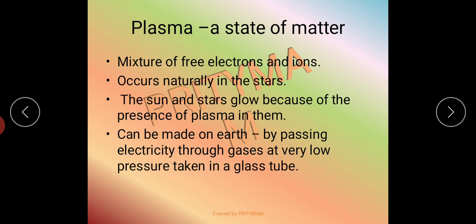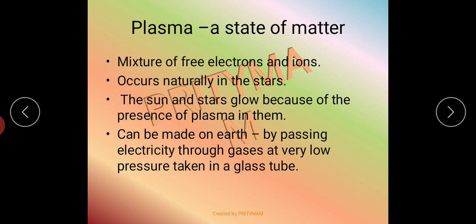Inside the stars, the temperature is so high that the atoms break up. Some of the electrons break away from the atoms, converting the rest of the atoms into electrically charged particles which are called ions. This mixture of free electrons and ions in the star is called plasma, the 4th state of matter. The sun and the other stars glow because of the presence of plasma in them.